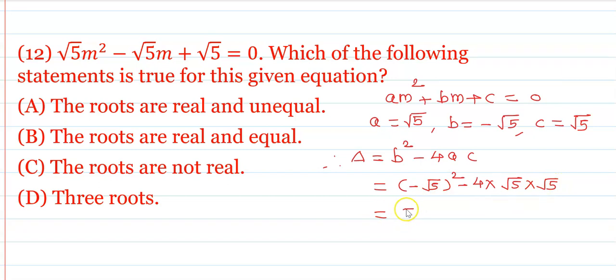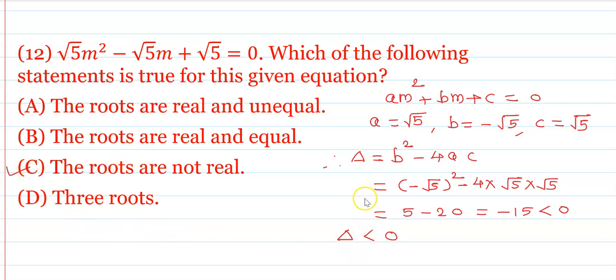Minus root 5 square is a 5. Root 5 into root 5. Again it's a 5. Okay. 5 into minus 4, minus 20. The value of delta is minus 15. Which is less than 0. As the delta is less than 0, then we have the roots are not real.